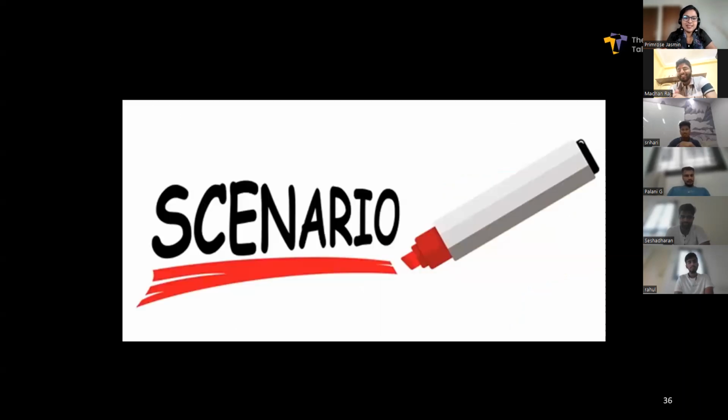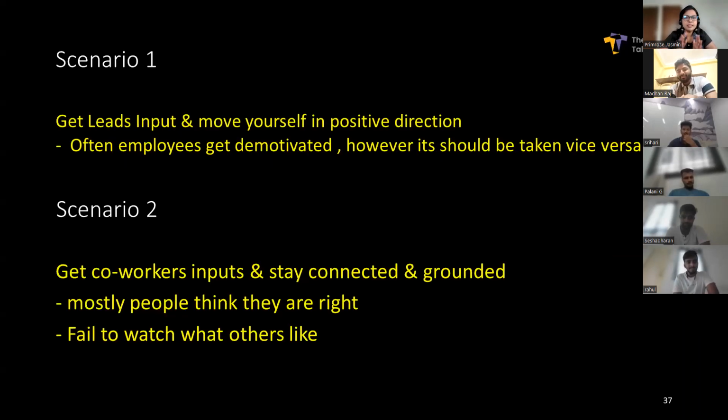All right, let's get into the scenarios now. These are scenarios for discussion. We are not going to do role plays. Now, let's look at the first scenario. Get lead's input and move yourself in a positive direction. Instead of that, sometimes employees get demotivated. However, it should be taken as a motivation.